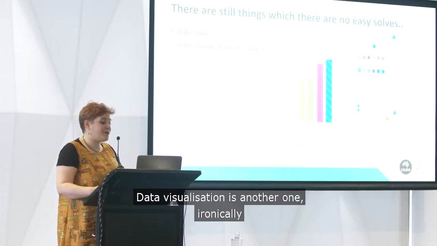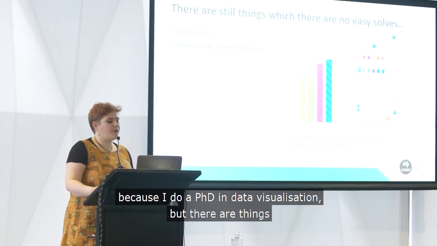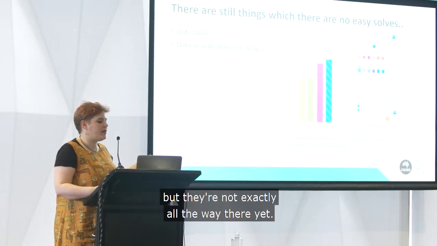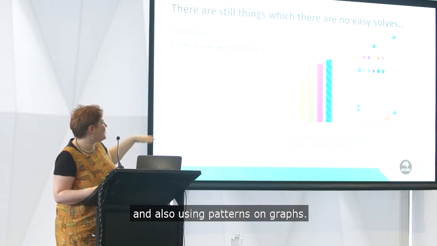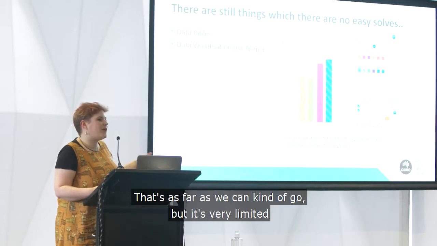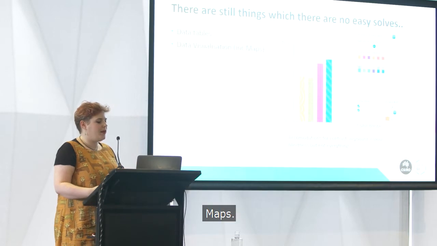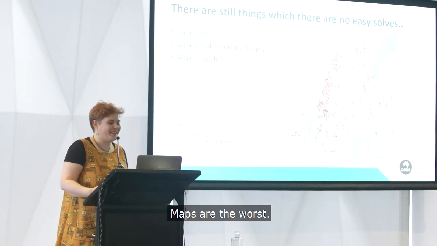Data visualization is another one, ironically, because I do a PhD in data visualization. But there are things that we're doing at the moment that help, but they're not exactly all the way there yet, such as Color Brewer, which makes color blind safe data set colors, and also using patterns on graphs. That's as far as we can go, but it's very limited, and we're creating more complex graphs all the time. Maps. Maps are the worst.